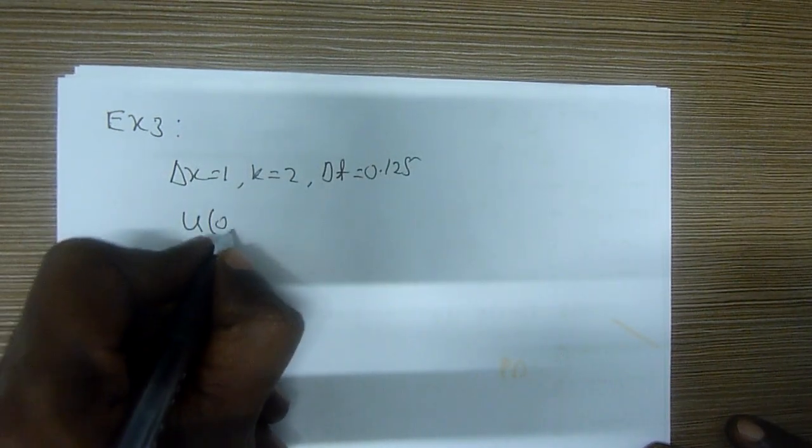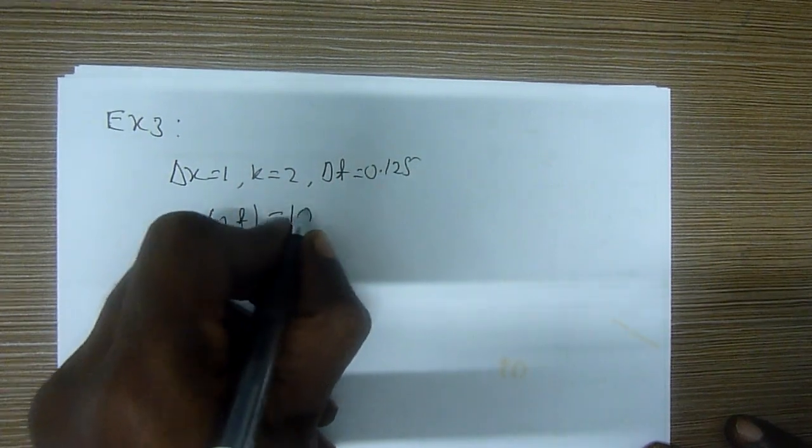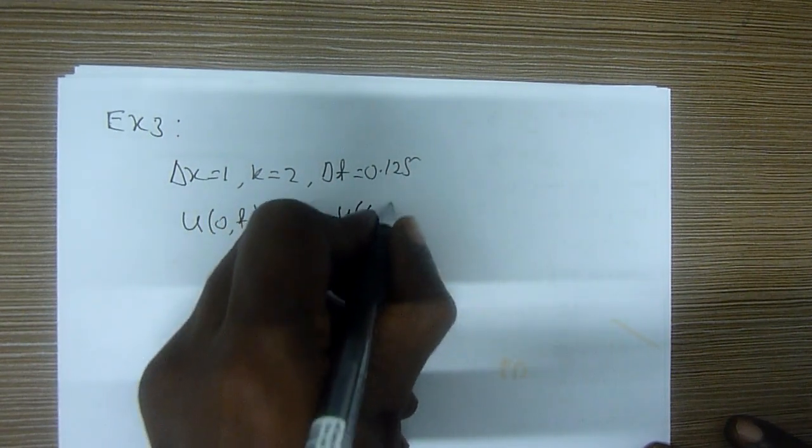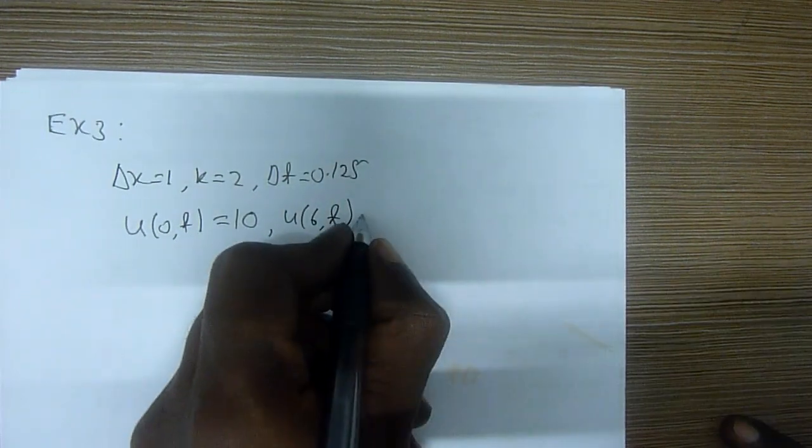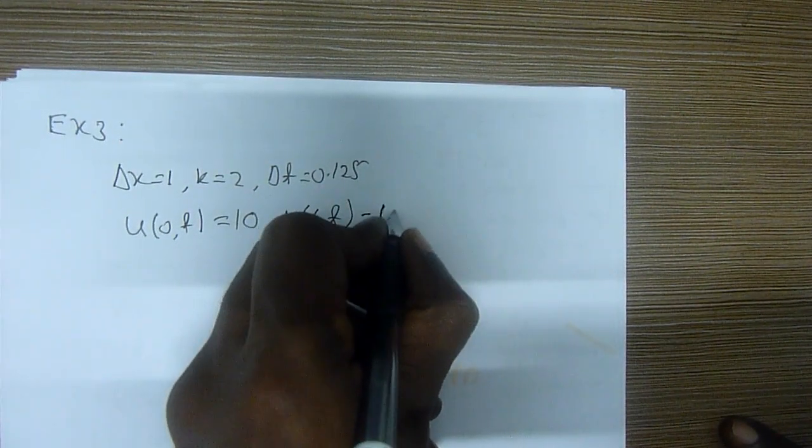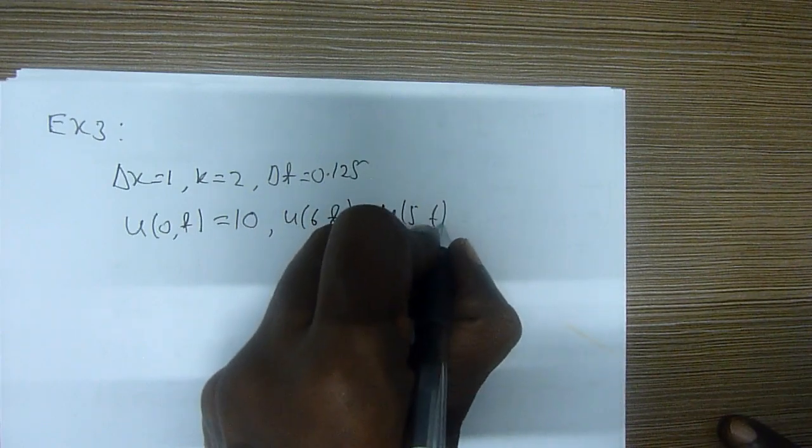to close this chapter. Last example 3. I'm working on the same question. Imagine that I'm working on the same question, but I'm changing slightly. Del x, make it 1. K, make it 2. Del t, I'm making that 1.25. The u at 0, t is the same as 10. U at 6, t, now you see. U at 5, t, same.